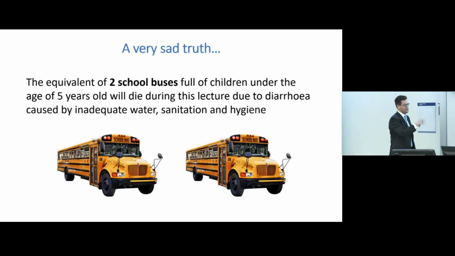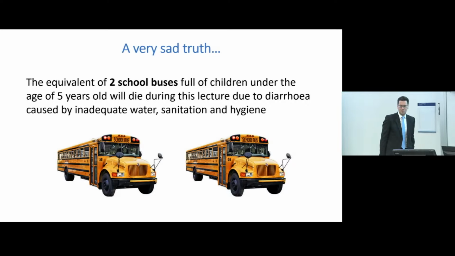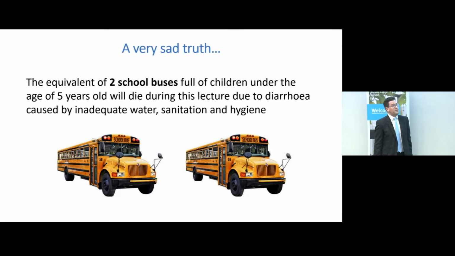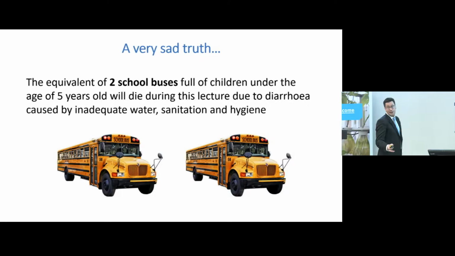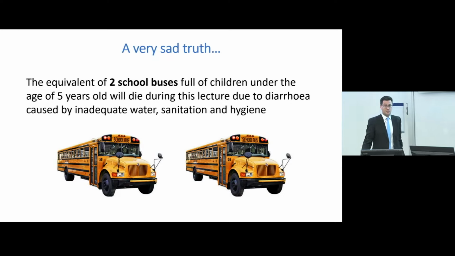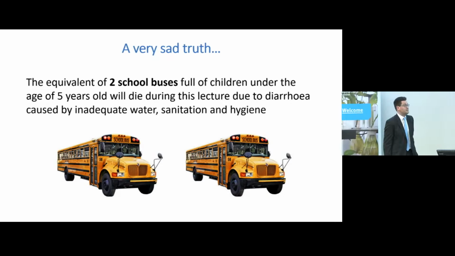North Americans like to simplify things numerically by referring to school bus equivalents. It's a typical sort of analogy. But it's a very sad truth that the equivalent of about 2 school buses full of children under the age of 5 will die over the course of the next hour because of diarrhea from dehydration, basically, because of lack of access to adequate water, sanitation, and hygiene.